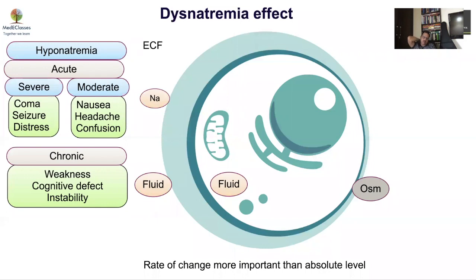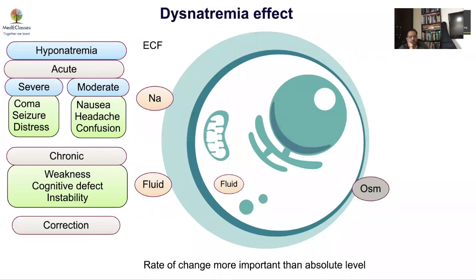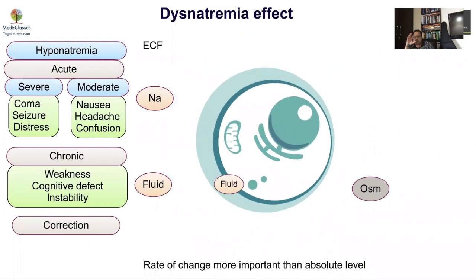Why we should be careful with rapid treatment is that if the correction is done very rapidly, the cells will shrink, and that will cause a huge problem in the form of osmotic disequilibrium syndrome, which was earlier known as central pontine myelinolysis. So we need to keep the sodium correction at a very low rate.